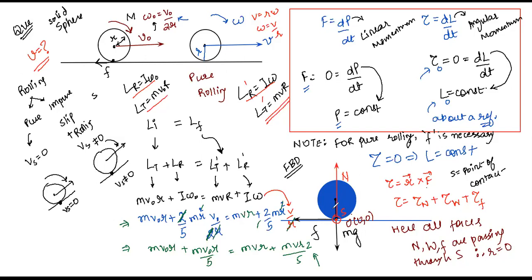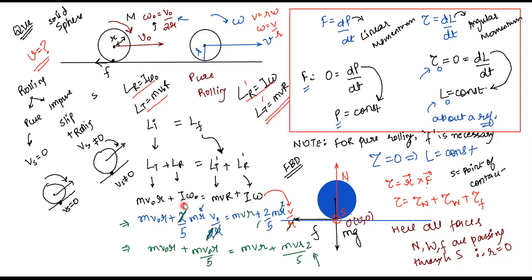So initially, the sphere will execute both rotational as well as translational motion. The formula for the angular momentum for translational motion is m v naught r, and for rotational motion it is I omega naught. Finally, for translational motion it is m v r, and rotational is I omega. Then we will substitute the values given in the question.